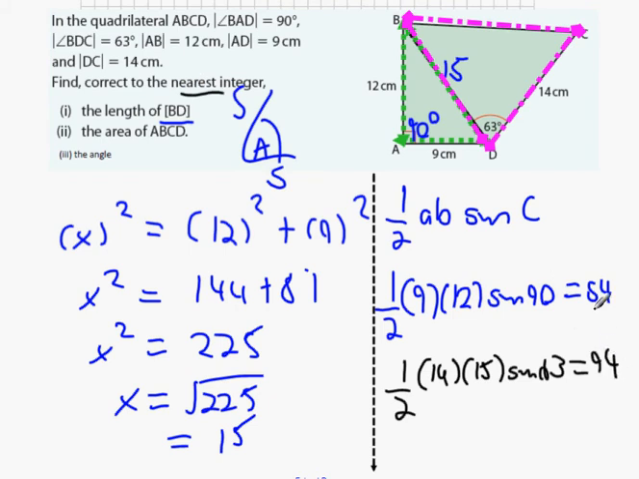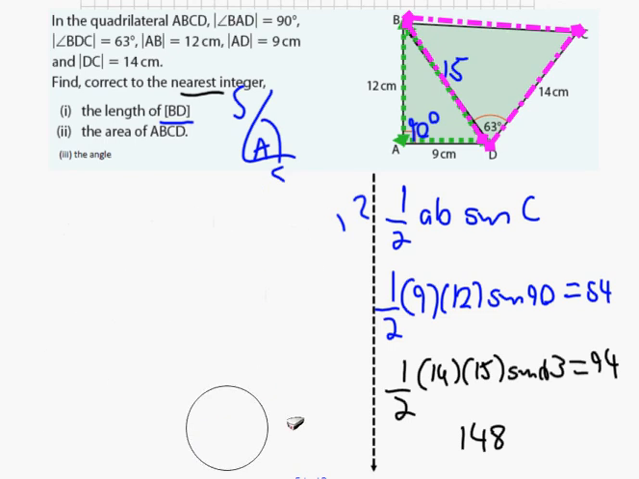Add 54 and 94 together, because you're adding both areas together. And what happens then? 148. How many people got 148 out? I thought it was reasonably common. Okay. 148. Alright.